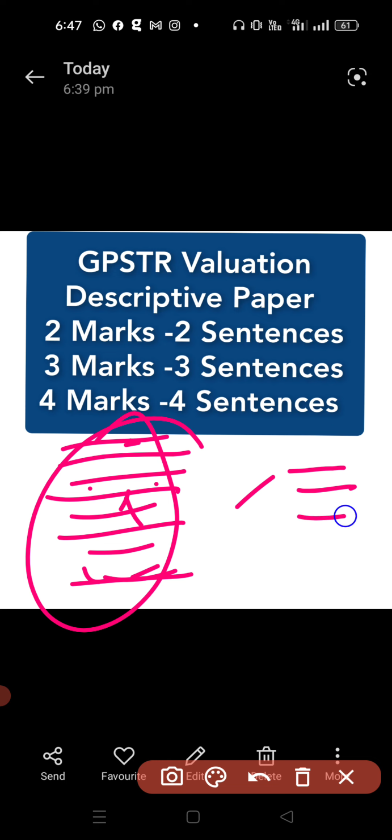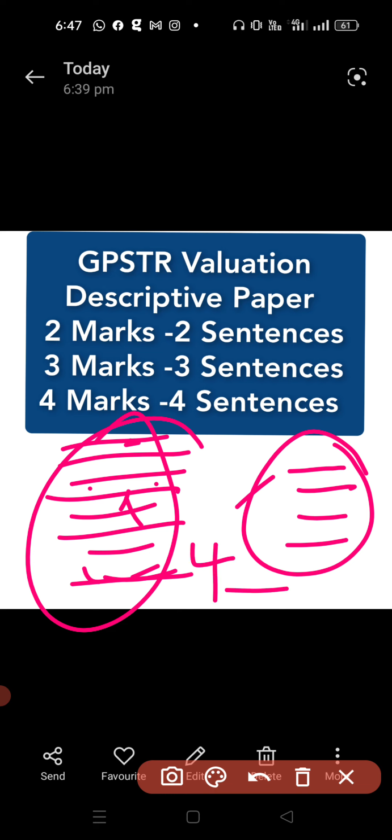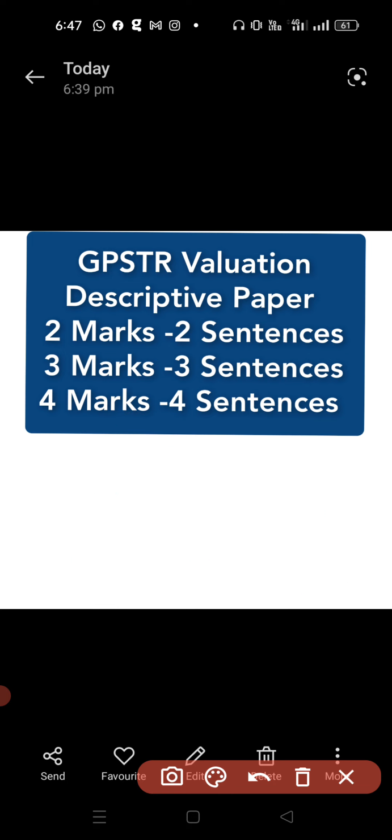Whatever lines you are writing, all of those should have proper weightage. Otherwise, instead of getting 4, you may end up with 2. For 2 marks you may end up with 1, for 3 marks you may end up with 1 or 2. So that is how the marks are going to be reduced.